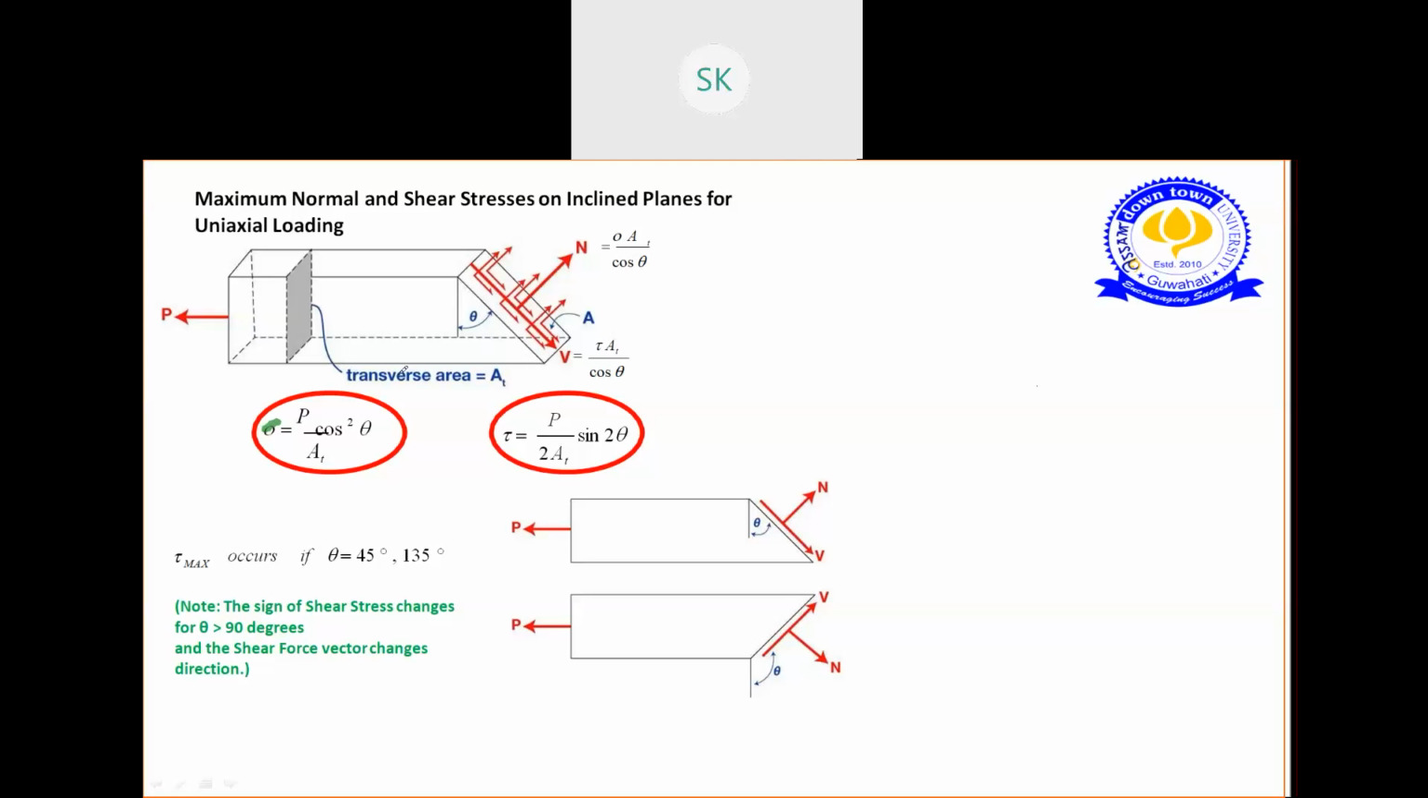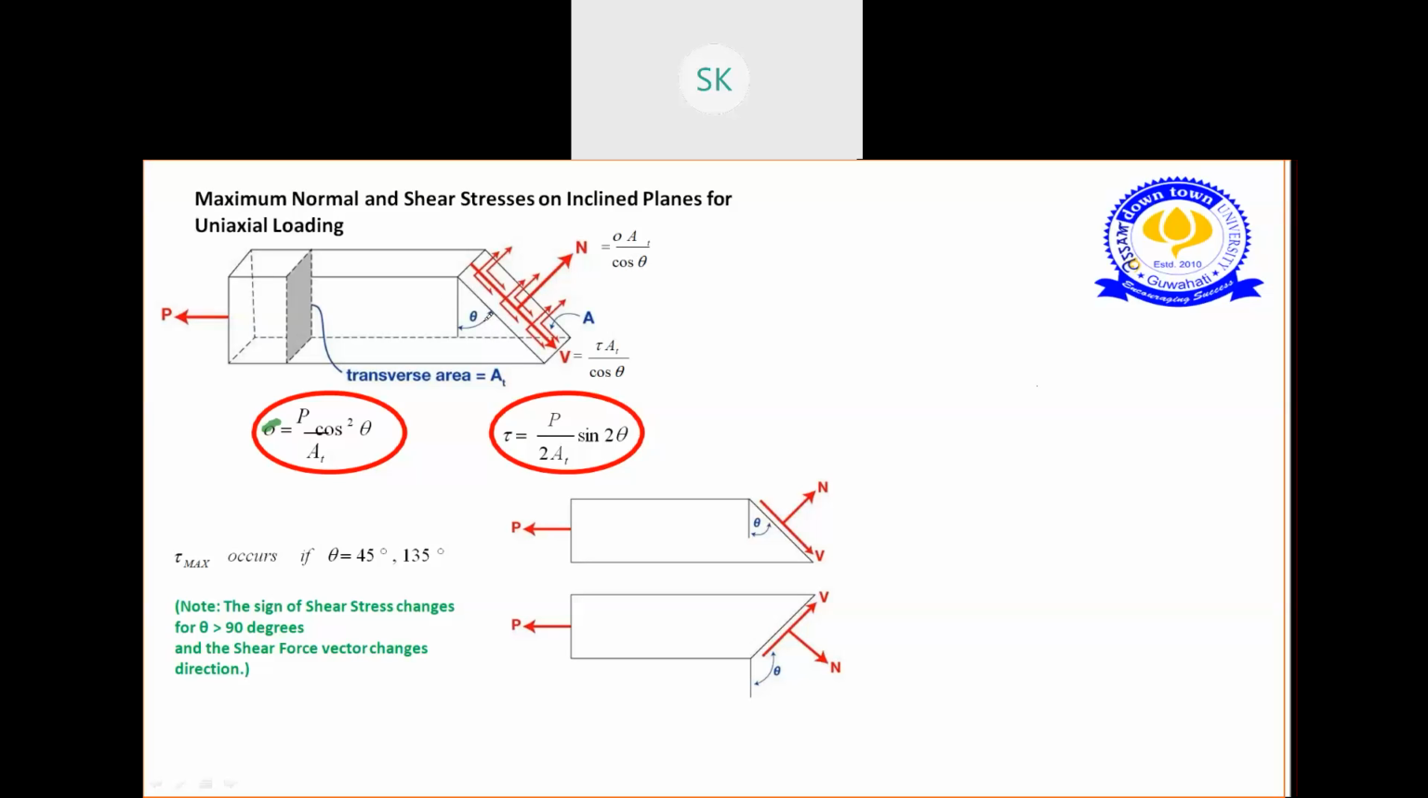See, it will depend on this. Neither will it depend on the P, nor on the A. It will depend on the theta. Why? See, this is the theta, right? Inclined plane. This angle can be inclined at 45 degrees, or this plane can incline at 90 degrees or 135 degrees. So inclination will depend on what? Theta. It will depend on the angle or not? Yes or no?